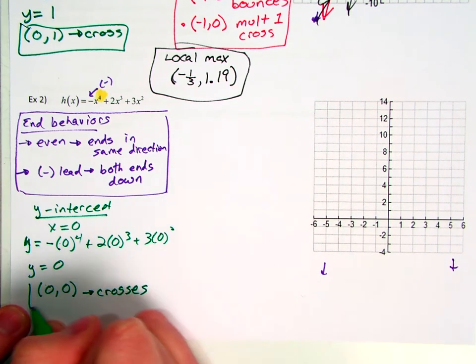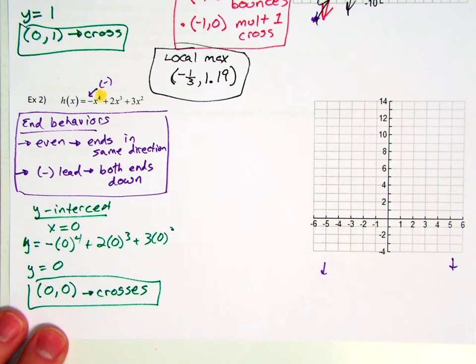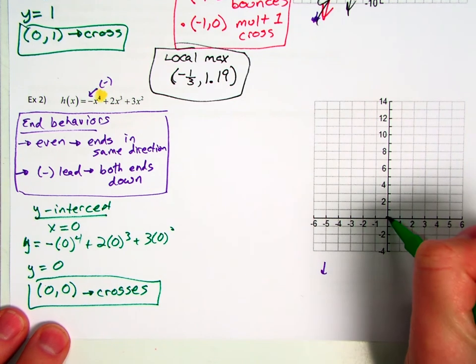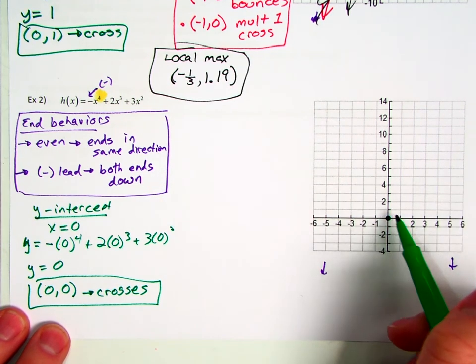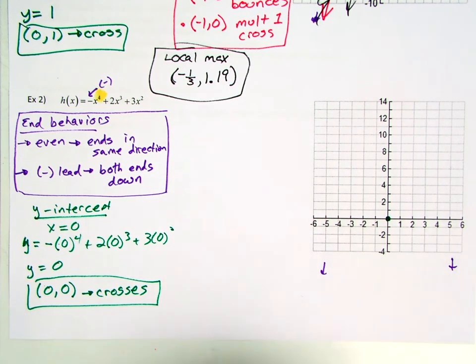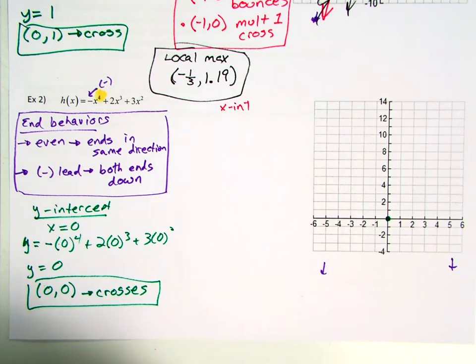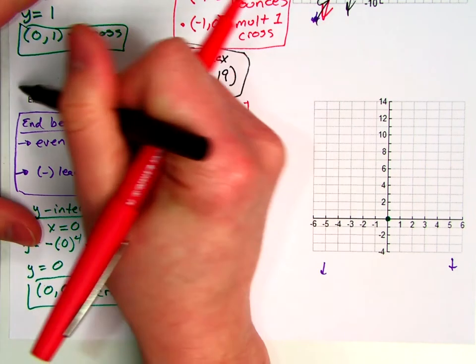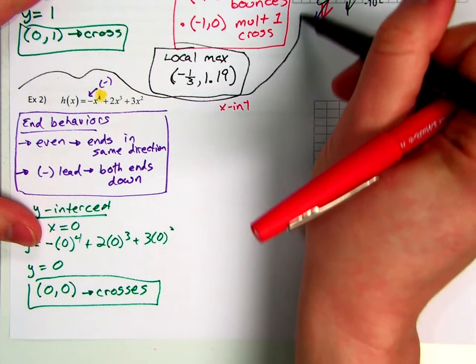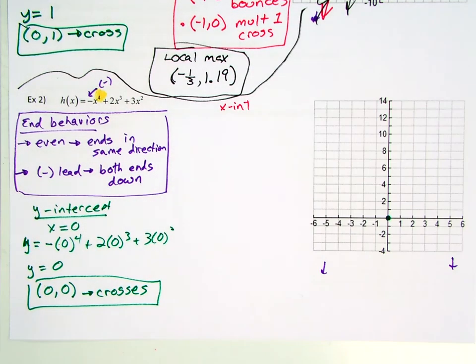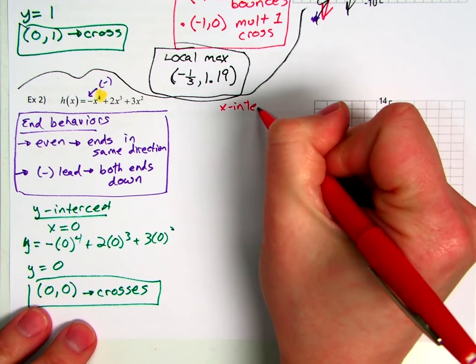So my y-intercept is (0, 0), and at the y-intercept it always crosses, it doesn't bounce. Remember, you need to describe what happens at those key points. So now I know I have a point at (0, 0), and it's going to cross at that point. I don't know whether it's going to go up or down, so we're just going to leave that point there. Then we can go on to the x-intercept. I'm just going to draw a divider line here so we know what went with each problem.